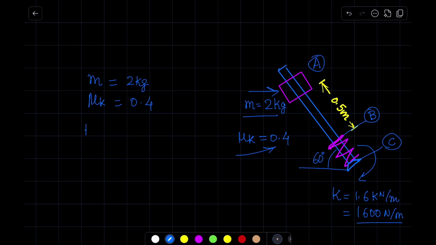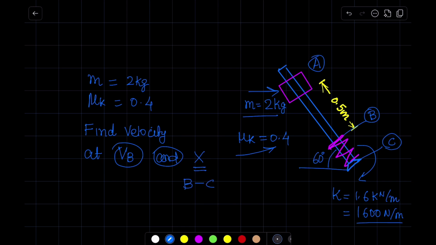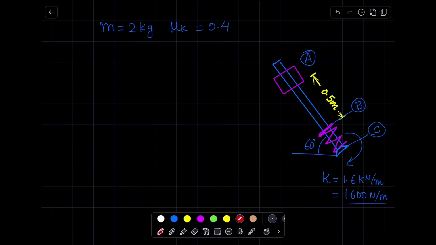So we have to find the velocity at position B, and secondly, how much this spring will be compressed due to this collar when it strikes. I assume that the collar will come to the point C, and just remember that point C is not exactly at the bottom, it is somewhere within the spring.